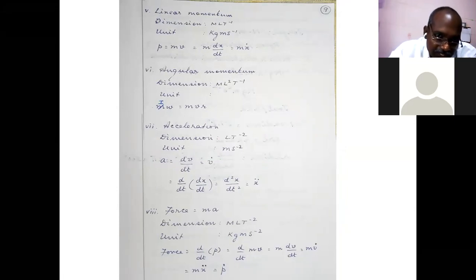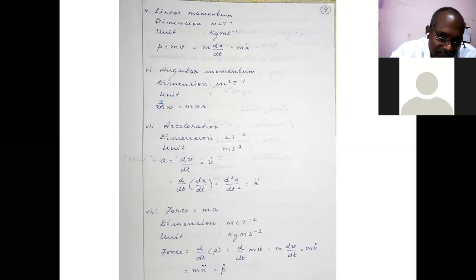The linear momentum, I've already explained what momentum is. Linear momentum is mass times velocity. So velocity is the rate of change of a position. Suppose a body is moving. What is its position at 0 time? And what is its position after 1 second? What is its position after another second? This is called the rate of change of position.